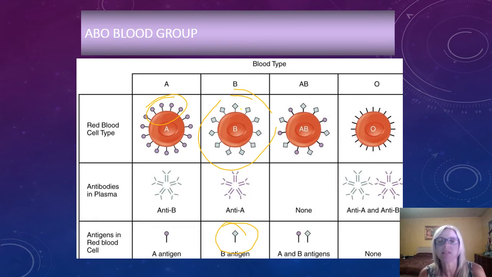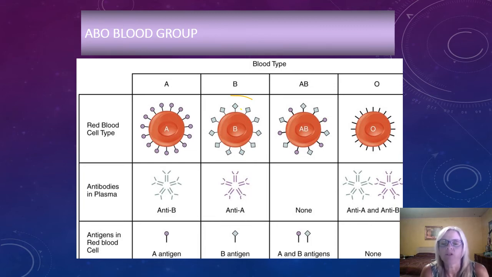We can receive things that have type B or that have nothing, but we can't receive things with type A. Now, if you are type AB, you have both antigens, all right? So you can accept blood with A or B because you don't have antibodies to either one, all right? And so, let's move on and then we'll get to that in a moment.